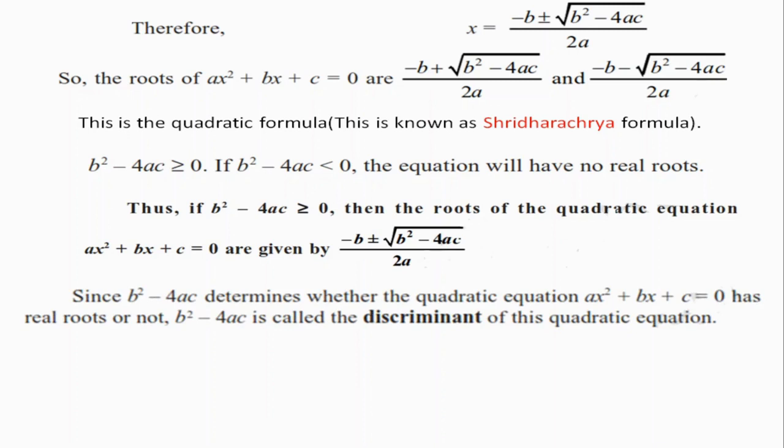And b square minus 4ac is called the discriminant of the quadratic equation, because it decides whether the quadratic equation has real roots, different roots or repeating roots. So we give the word discriminant here: discriminant D is equal to b square minus 4ac.